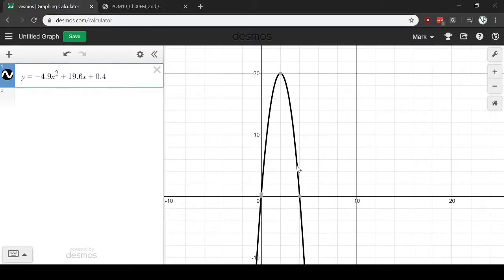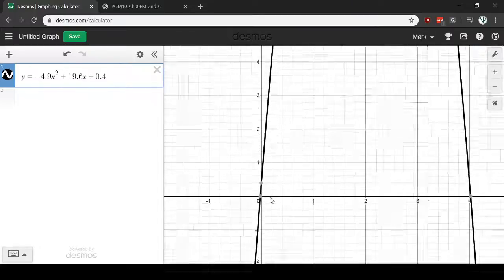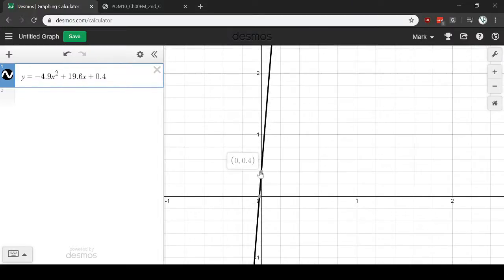So the last question there is, how high was the rocket off the ground when it was set off? Well, it's at 0.4 meters, or even looking at our table, it was set off at 0 seconds, so it was 0.4 meters or 40 centimeters off the ground.